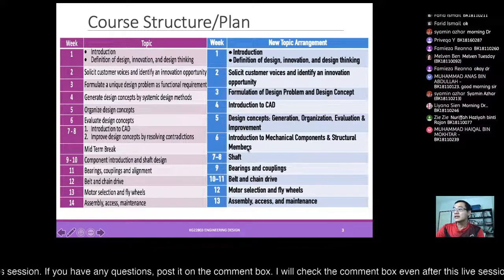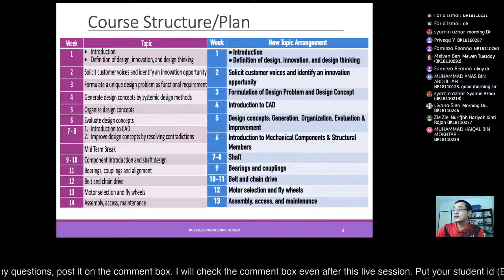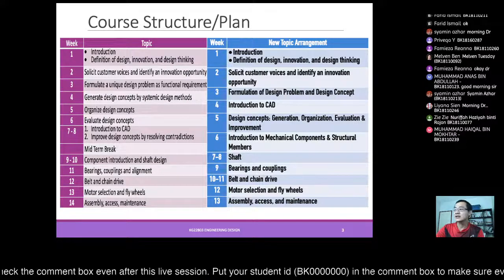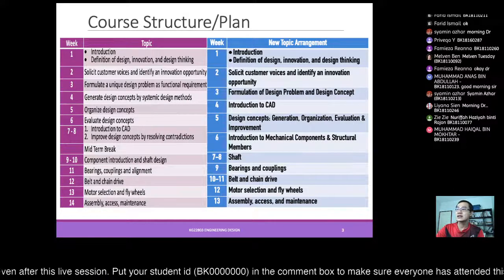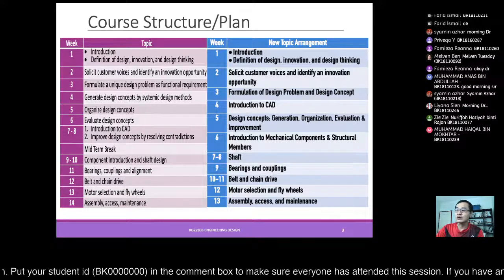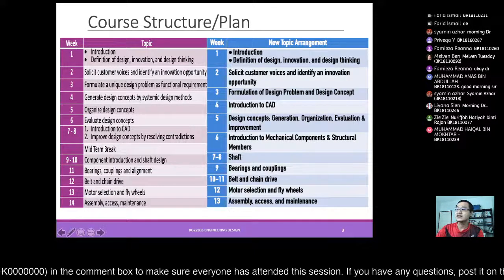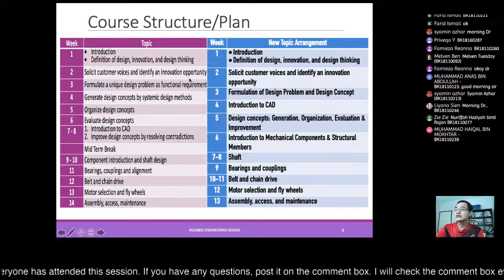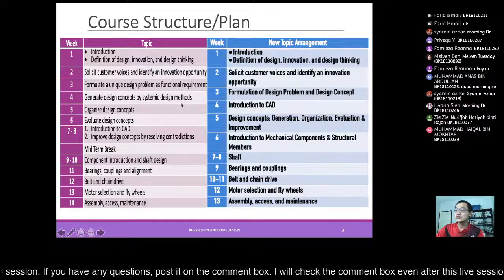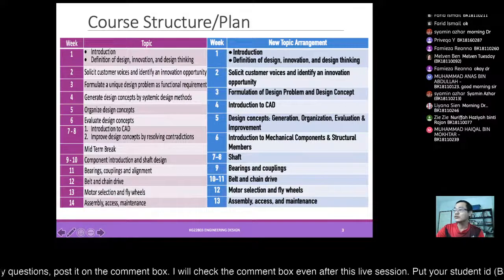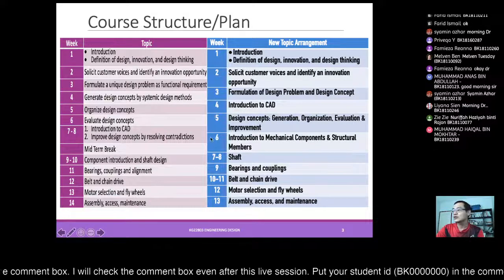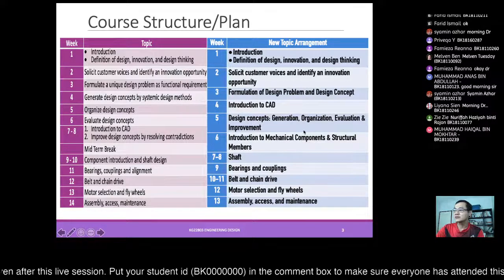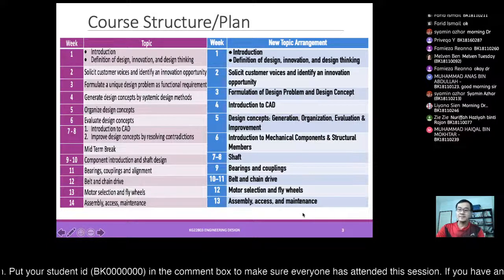From that, as we can see, I have readjusted the plan a little bit. Basically the topics are similar. I only readjusted it because we have covered most of the first part, the definitions of design, and how we can find innovation opportunities and so on. So it is better now that we move forwards and go into the design part of a simple component.